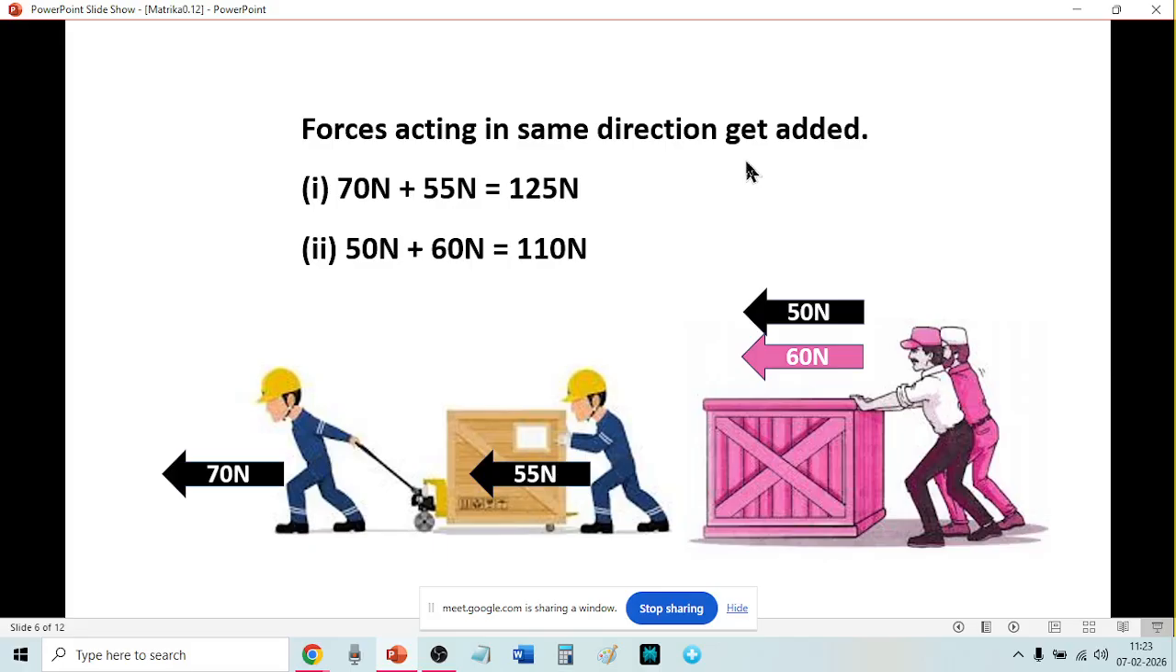Then you add them. If they are in the same direction, you add. So in this case, the total effect, the resultant or the net effect will be 70 plus 55, 125 newtons. Case 2, 50 newtons and 60 newtons acting in the same direction. So add 50 plus 60, 110 newtons. Forces acting in the same direction will be added.